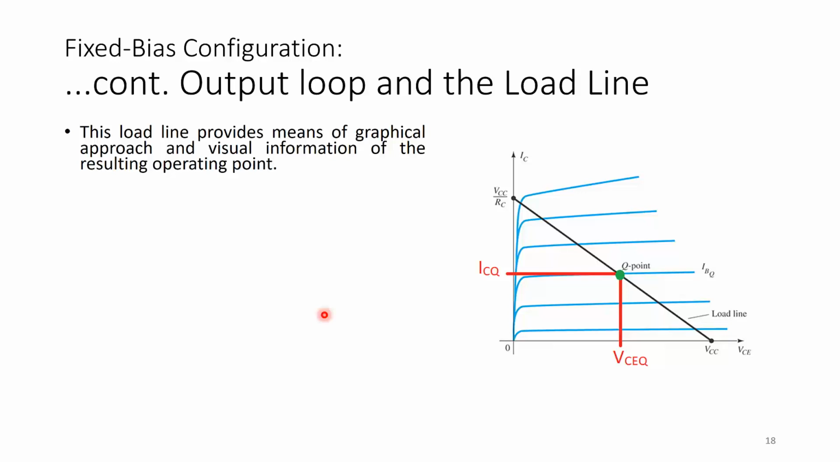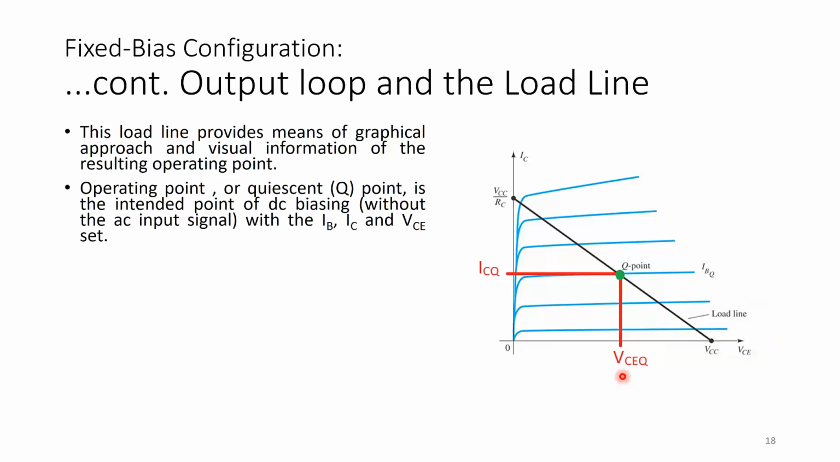So what this plot shows here is the transistor output characteristics IC versus VCE with the superimposed load line, the black straight line here, showing that there is an intercept between the load line and the transistor output characteristics of the quiescent point, Q point, of IB that has been fixed. And so this intercept here will give you ICQ and VCEQ. So operating point or quiescent point, Q point, is the intended point of DC biasing without the AC input signal with the IB, IC and VCE set.